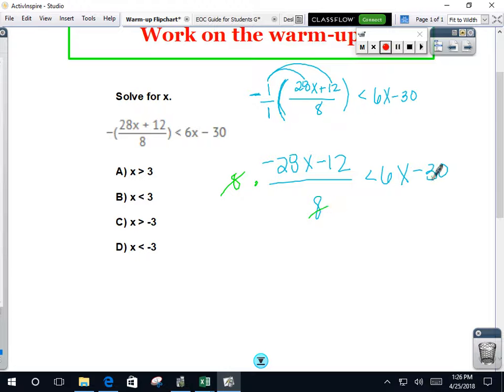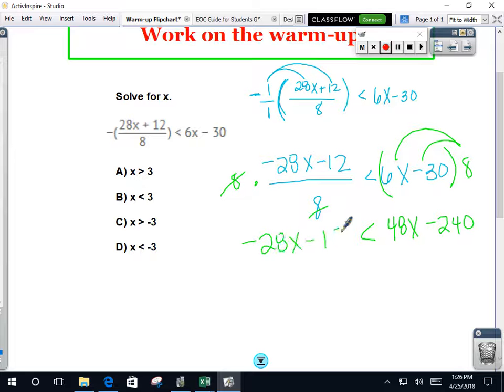Now, when you go over here to multiply by 8, you are multiplying everything that's already over there by 8. So you have to distribute it. So now that side becomes 8 times 6x, which is 48x. 8 times negative 30 is negative 240. But whenever you go to multiply this side by 8, you're multiplying everything on that side by 8. So you multiply the 8 by the 6x and the 8 by the negative 30. On this side, you now just have negative 28x minus 12.